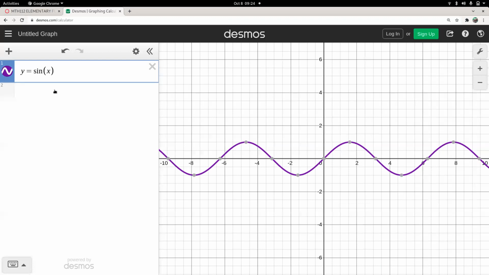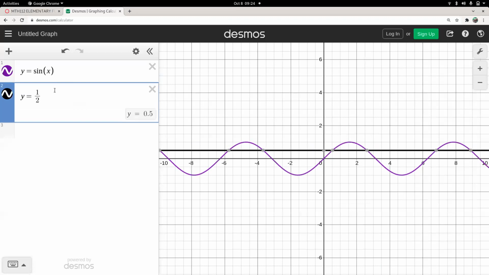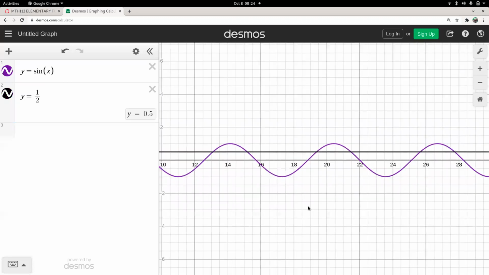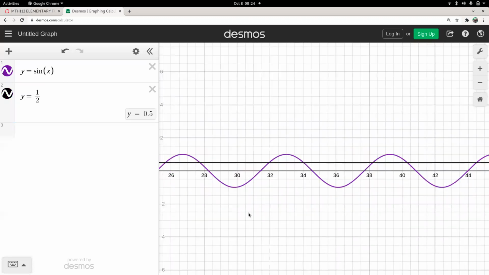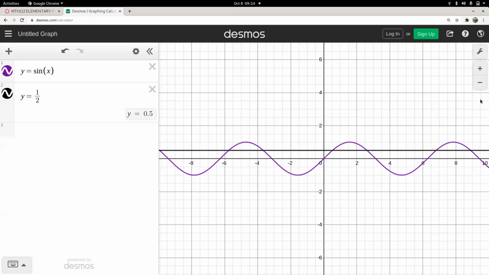And so you can easily see that if I graph the line y equals 1/2, that hits this curve many, many times. How many times? Well, infinitely many. It just keeps going and going and going. So that's a problem.